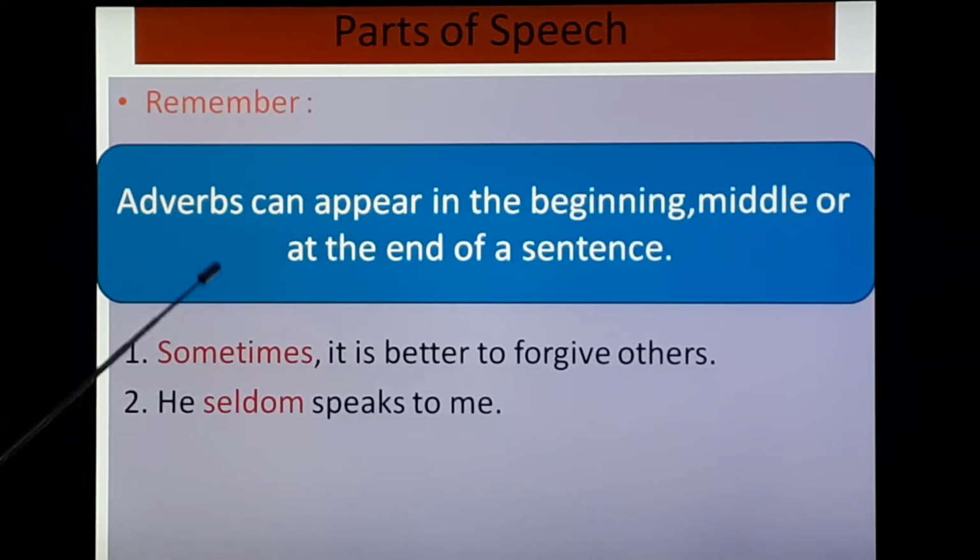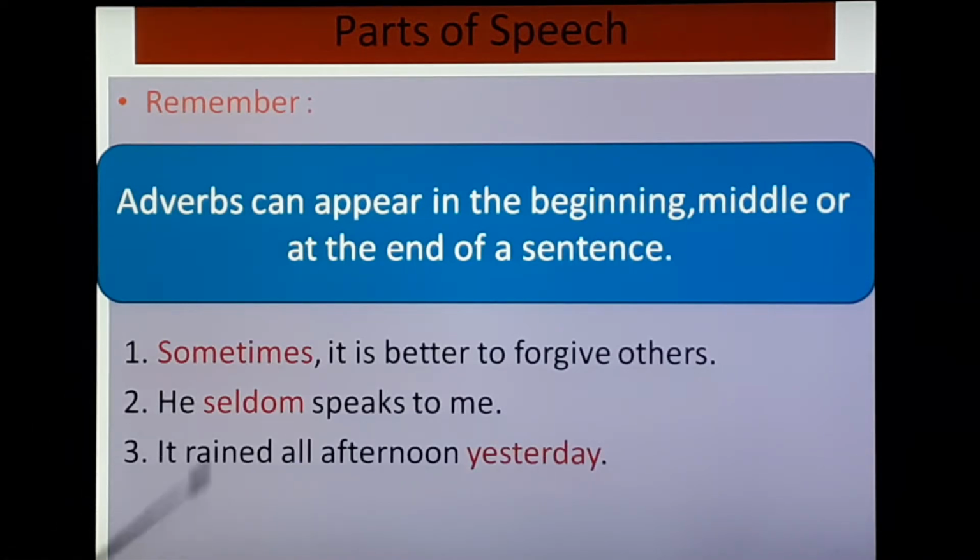Second, he seldom speaks to me. Not always, not all the time, but seldom. So this is an adverb and this appears in the middle. This seldom adds something to the meaning of the verb, that is speaks. That is why seldom.